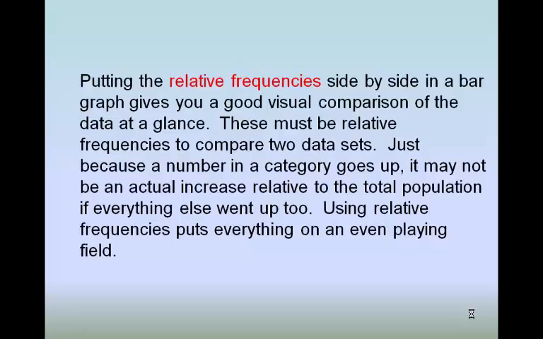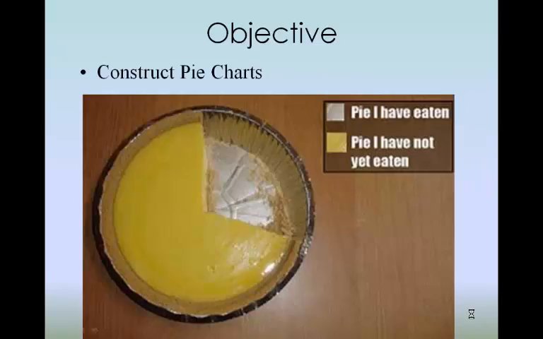Putting the relative frequencies side by side in a bar graph gives you a good visual comparison of the data at a glance. These must be relative frequencies to compare two data sets. Just because a number in a category goes up, it may not be an actual increase relative to the total population if everything else went up also. Using relative frequencies puts everything on an even playing field. So remember, if you're going to compare two different data sets, don't use frequencies, use relative frequencies.